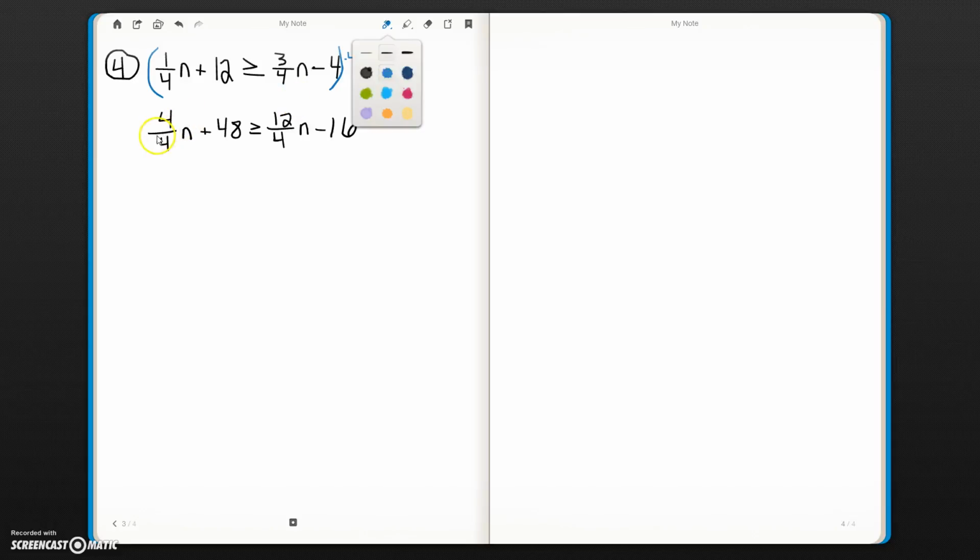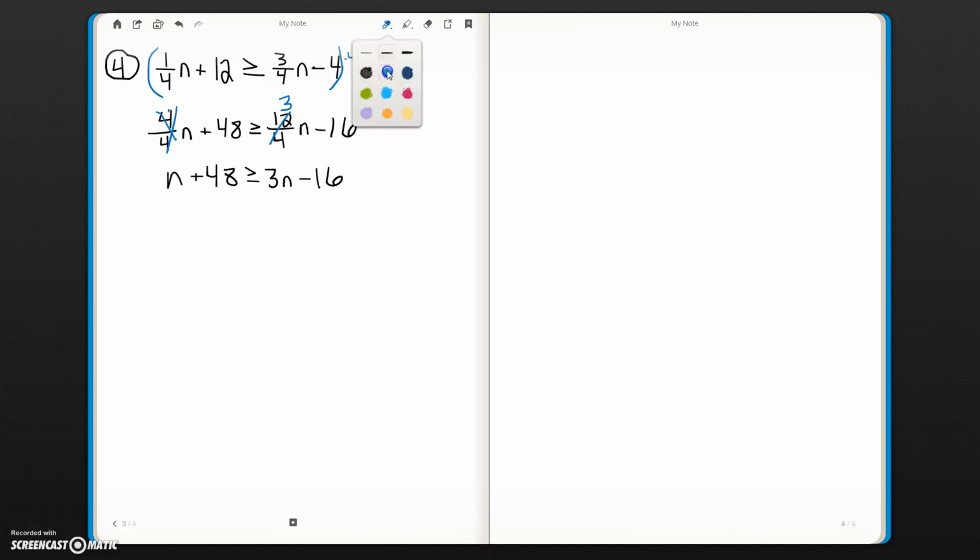Okay, now if we go back in here and simplify these, 4 divided by 4 is 1. Okay, so kind of cancels out this. Alright, 12 divided by 4 is 3. Alright, and then the rest of it we can leave the same. So let's go ahead and rewrite this. So we've got n plus 48 is greater than or equal to 3n minus 16.